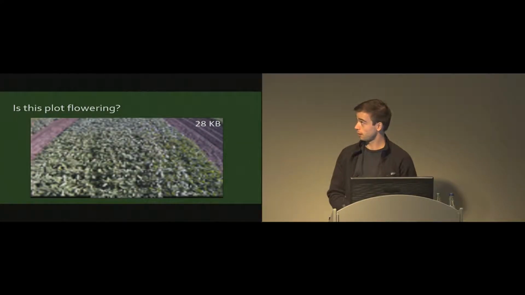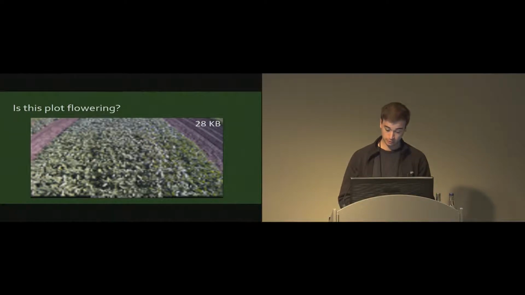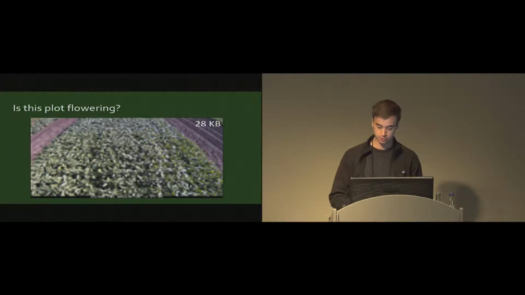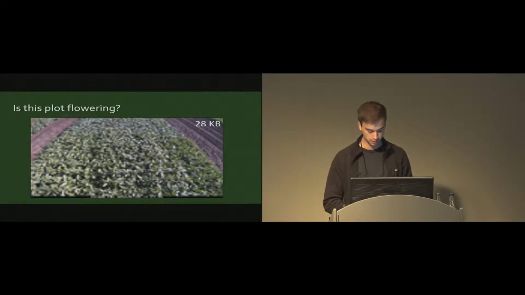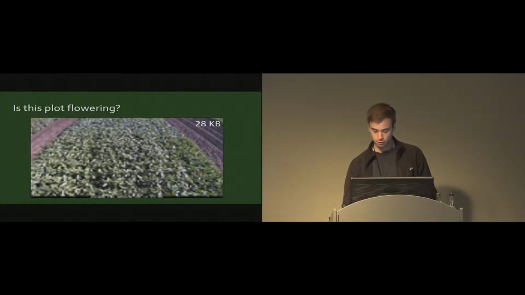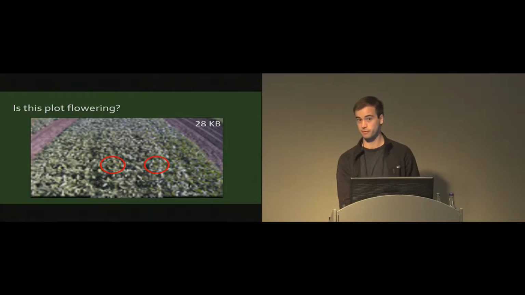Is this plot flowering? This image has been compressed to 1/9 of the original size and is approximately 28 kilobytes. And if you look very closely, you might see some hints of yellow in a few places. For example, here and here. But are those really flowers? Or are they just bright reflections off of the leaves? Or perhaps something else entirely? At this resolution, it's difficult, if not impossible, to say.